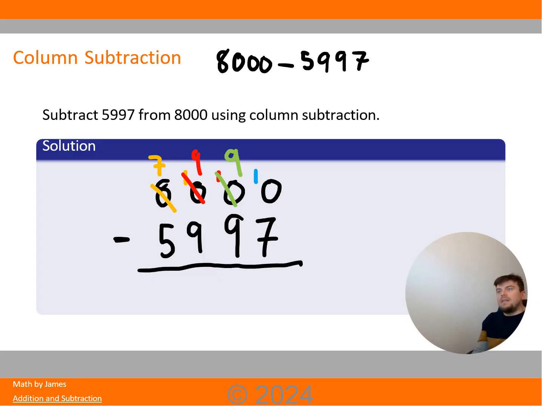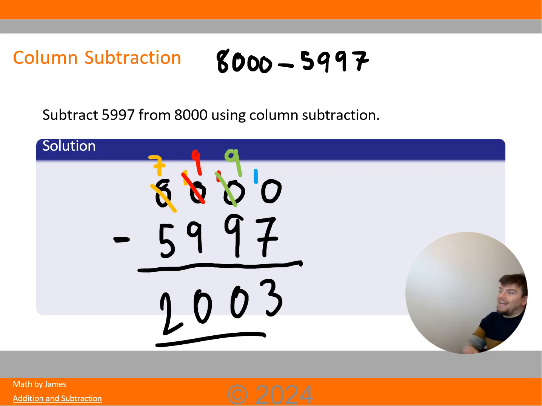So here now we can solve the problem. So here we've got 10 take away 7, which is 3, 9 take away 9, which is 0, 9 take away 9, which is 0, 7 take away 5, which is 2. And we have 2003.